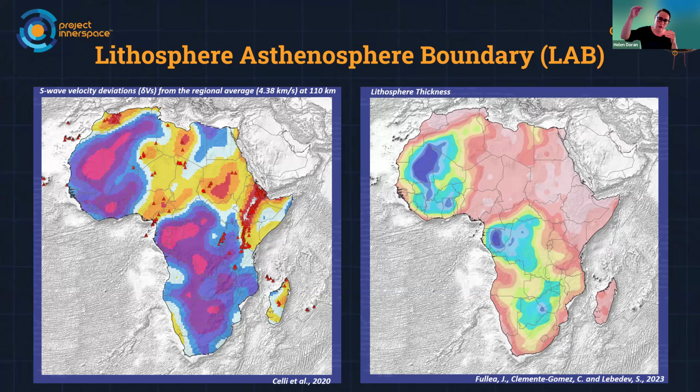So where seismic waves essentially slow down as they pass from the rigid lithosphere into the more ductile asthenosphere. And by analysing the velocity of the seismic waves, we can identify the depth at which this transition occurs. And the technique relies on seismic tomography.